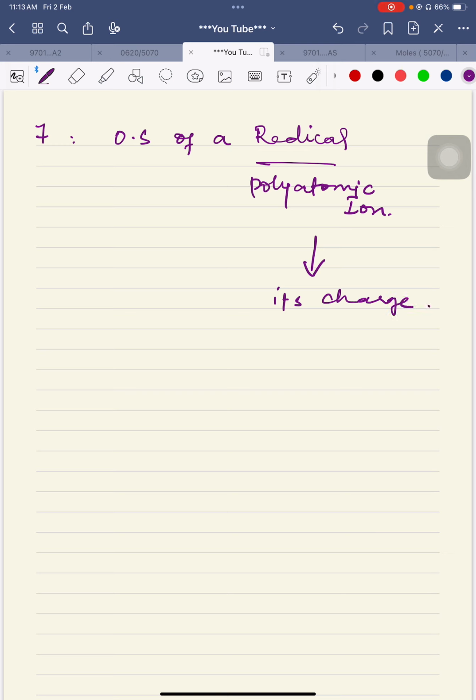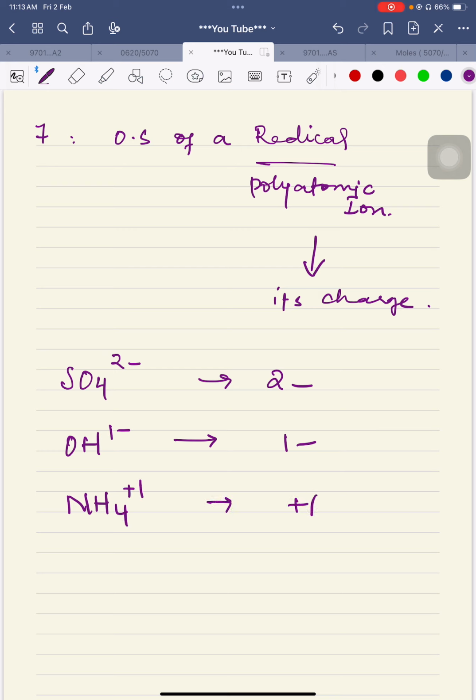Guys, I would like to inform you that in the case of a radical or a polyatomic ion, the oxidation state is equal to its charge. For example, let's consider sulfate. It has the formula SO4 2 minus, so its oxidation state will be 2 minus. Let's consider another, OH 1 minus, so its oxidation state will be 1 minus. Let's consider one with a positive sign, that is ammonium, and its oxidation state will be plus 1.